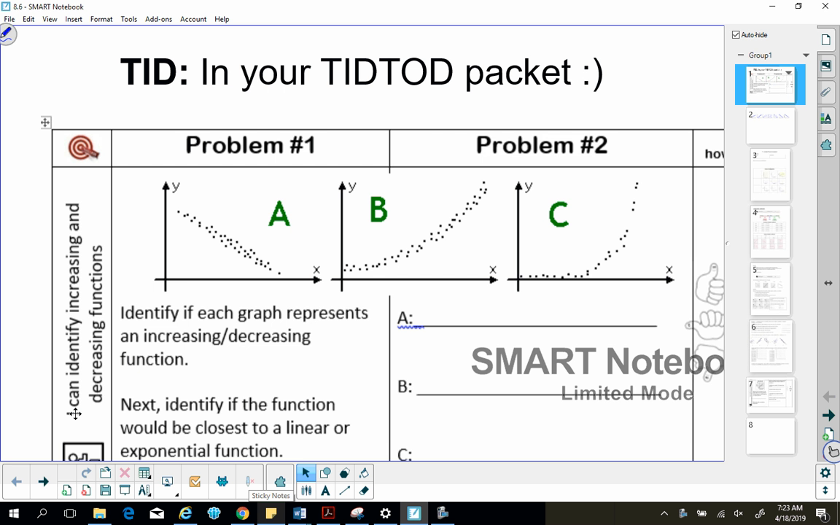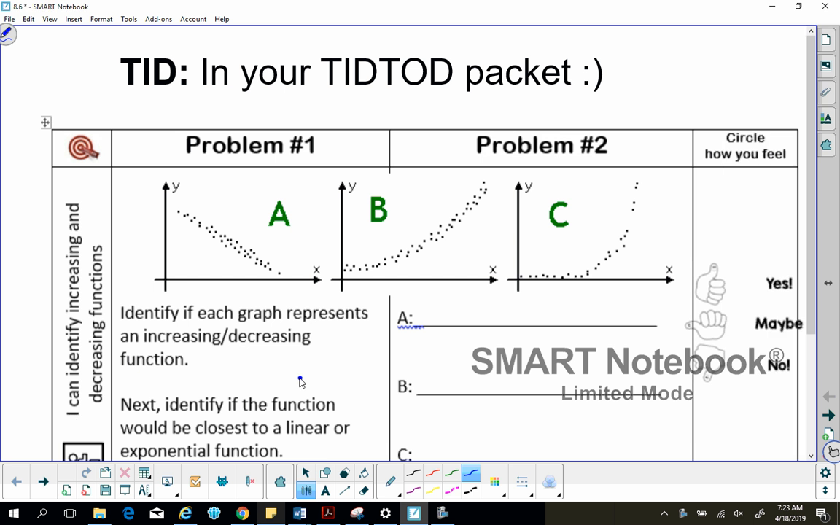Let's go over this. This shouldn't have taken long. So, Kamari, for A, is that increasing or decreasing? How do you know? Good, it's going down from left to right, so decreasing.